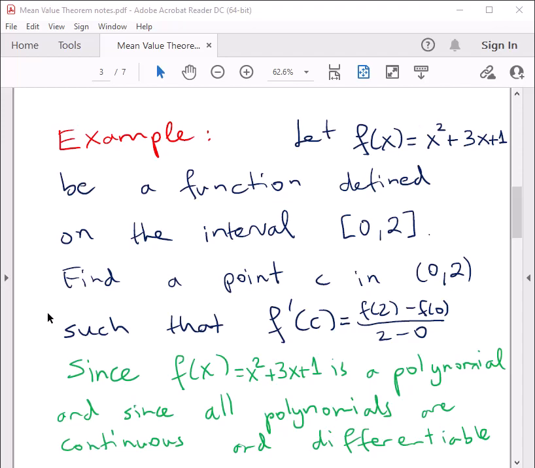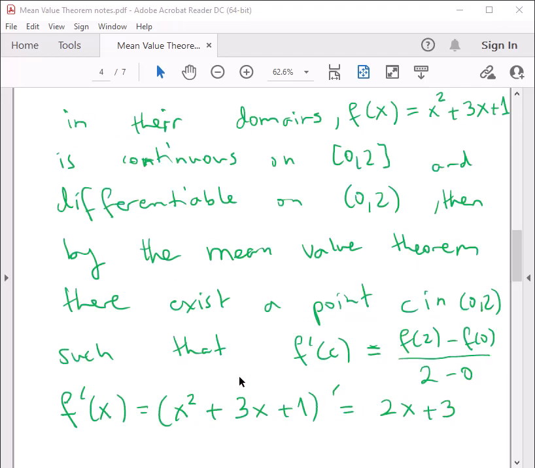Since this function x squared plus 3x plus 1 is a polynomial, and remember all polynomials are continuous and differentiable in their domains, it's continuous on the closed interval and differentiable on the open interval 0 to 2. Then the mean value theorem says if you have a continuous and differentiable function, then there must be a point c where f prime at c, which is the slope of the tangent line at c to the graph of f, must be equal to the slope of the line connecting the endpoints, f of 2 minus f of 0 divided by 2 minus 0.